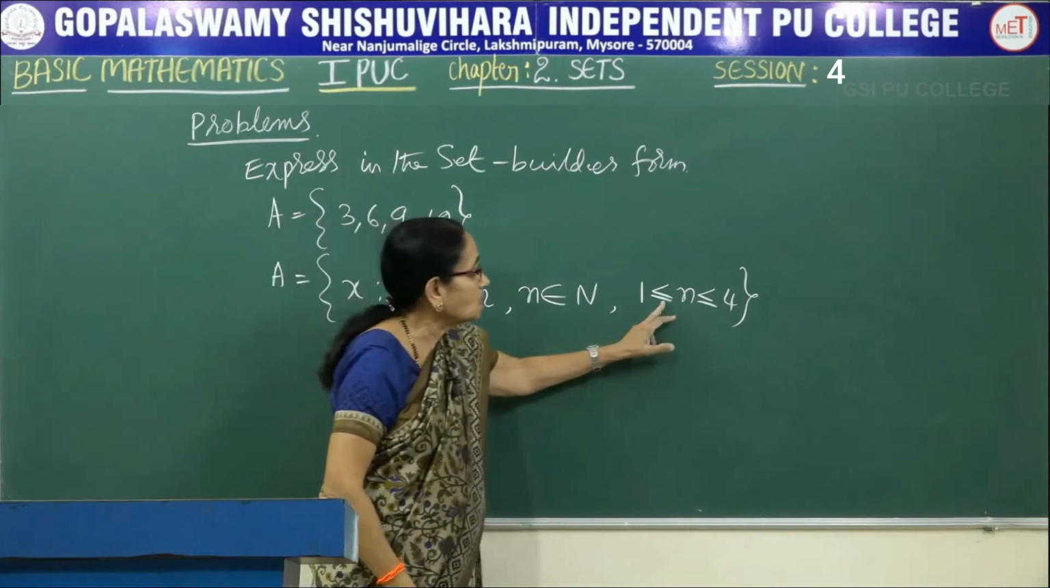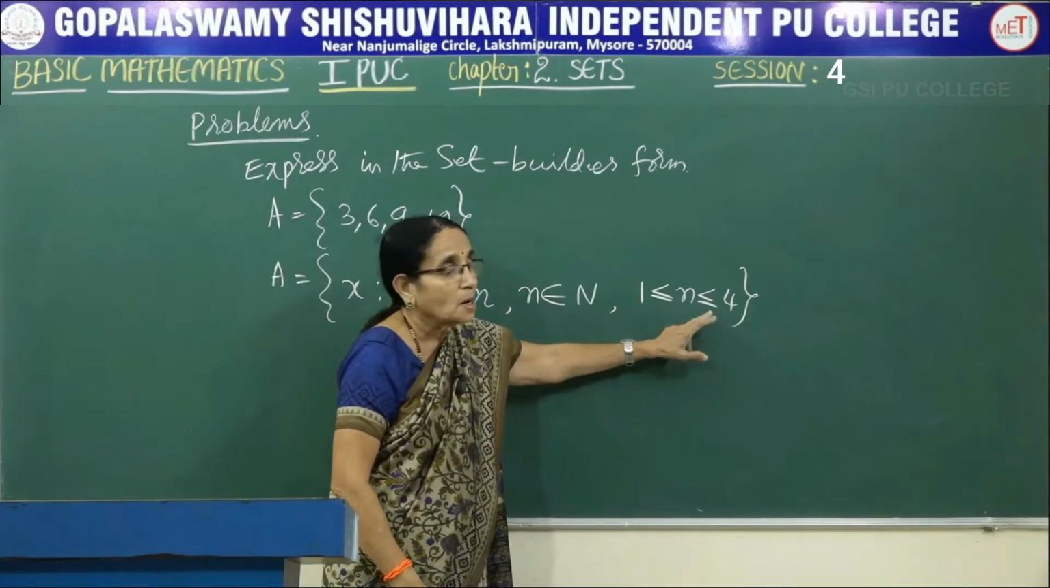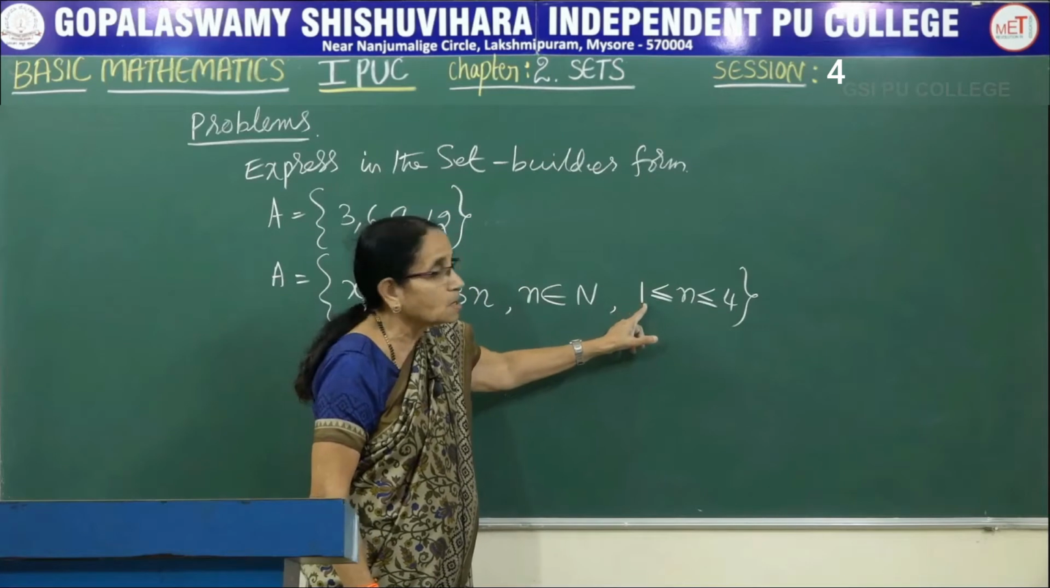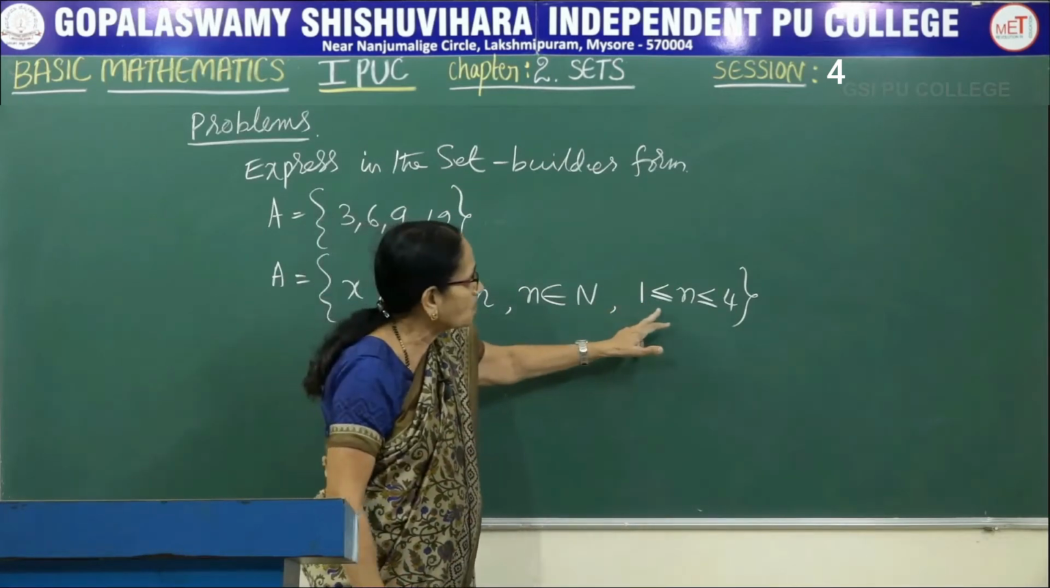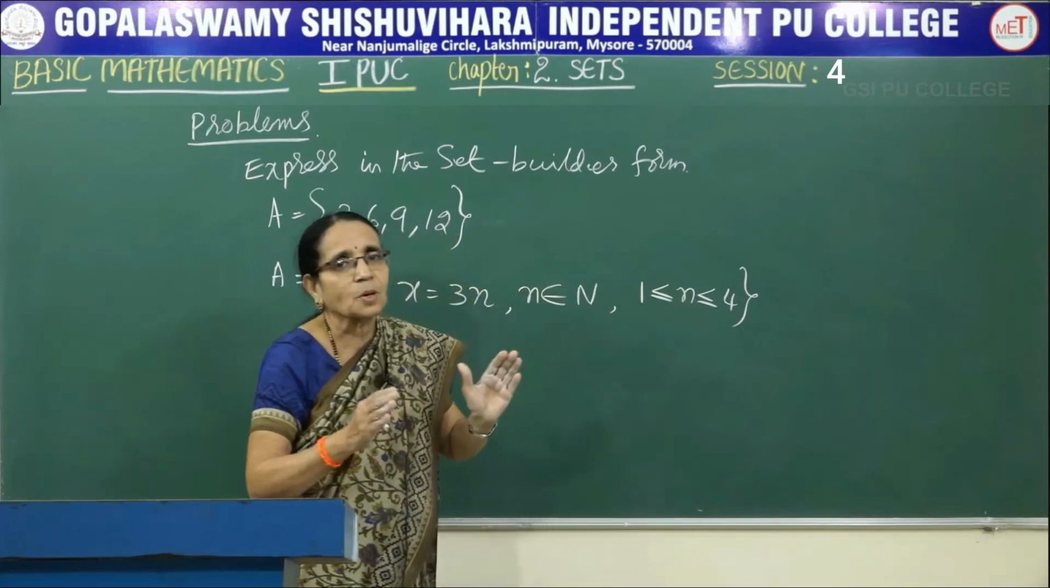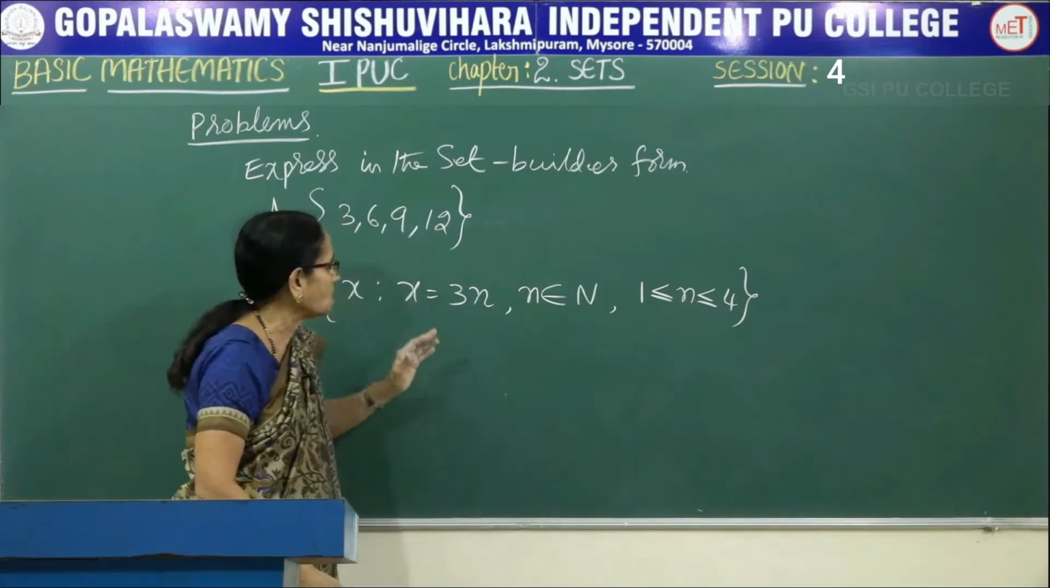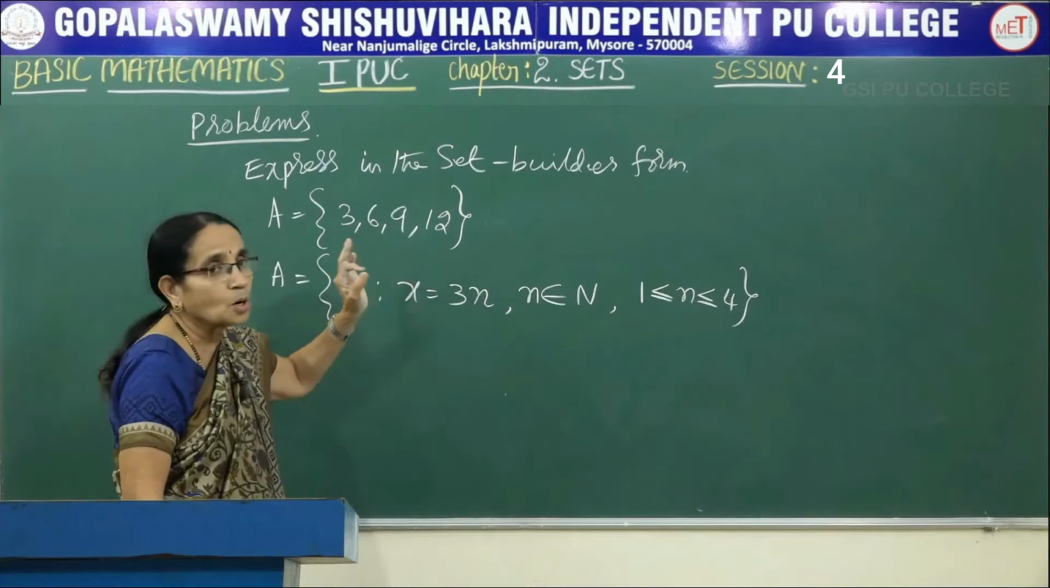Now here I have written the equality also. When the equality is not there, you cannot take the values 1 and 4, the end numbers. Because of the equality, both 1 and 4 should be taken into consideration. So looking at the numbers, you have to decide.